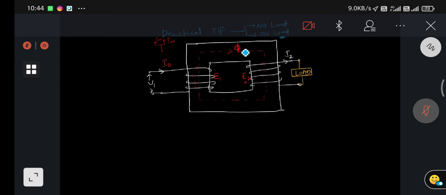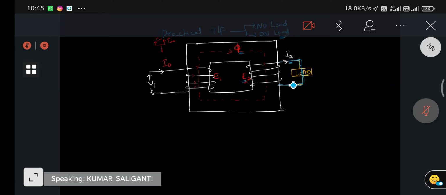Because of this flux, E2 is present here. This E2, because it is a closed circuit, as the load is connected, the current starts flowing. The current is not 0 here because the load is connected. So that's why the secondary side current is present here. This E2 causes the current which flows like that.